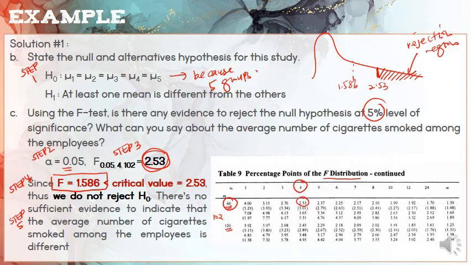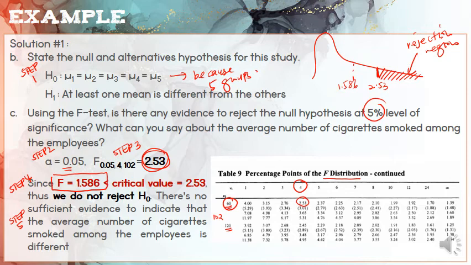1.586 should be around here, before 2.53. So our calculated F is not within the critical rejection region. So our F, okay, 1.586 is less than our critical value. Thus, we do not reject our H null.